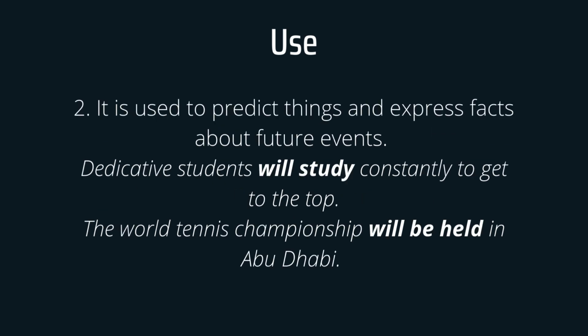2. The simple future is used to predict things and express facts about future events. Dedicated students will study constantly to get to the top. So we are predicting that dedicated students will study because they are dedicated. The World Tennis Championship will be held in Abu Dhabi. So this is a fact about the future event that will be held.